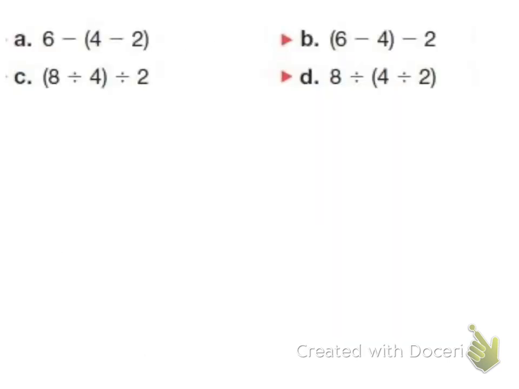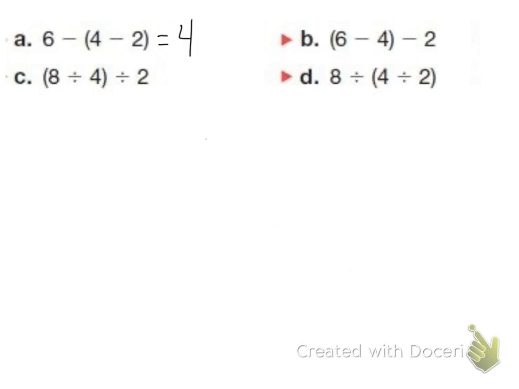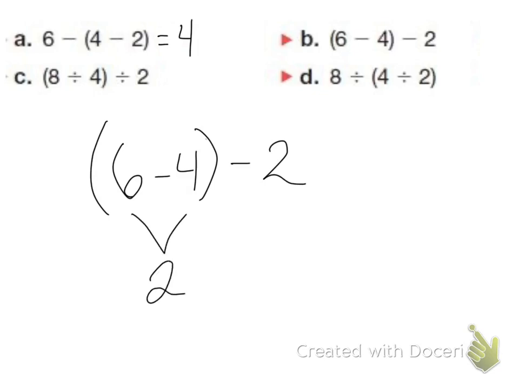All right, so let's practice with these problems. The first problem we have is 6 minus 4 minus 2. So remember, we do what's in parentheses first. 4 minus 2 is 2, so then we do 6 minus 2, which equals 4. So this one equals 4. The second one we have is 6 minus 4 in parentheses and then minus 2. So 6 minus 4 is 2 and 2 minus 2 equals 0.